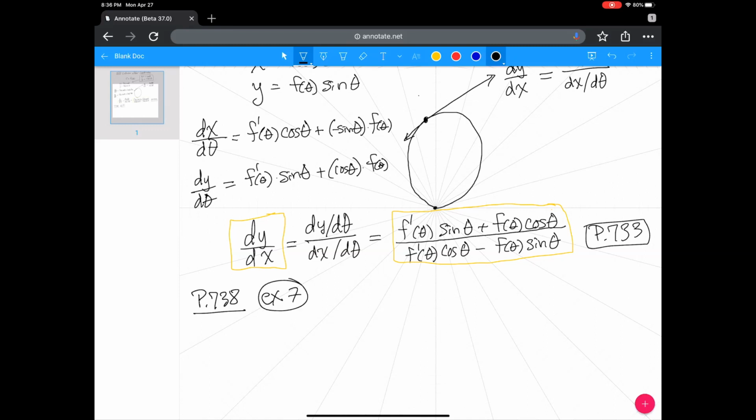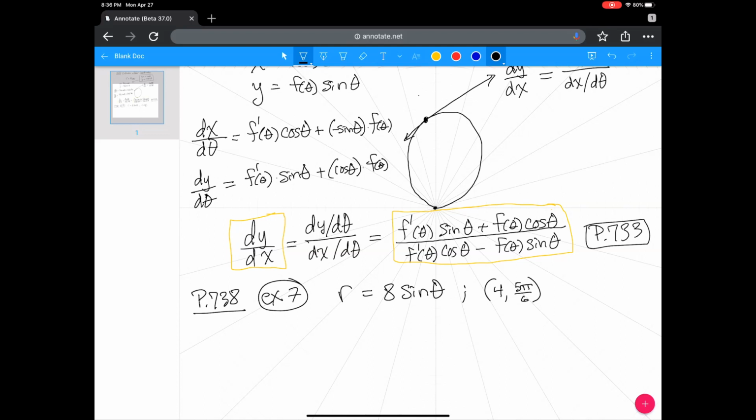So the instructions are to find the slope of the line tangent to the following curve at the given point. And the curve in number 7 is r is equal to 8 sine theta. And there's a point given. The point is 4, 5 pi over 6. Is that right? Yes, that is right.